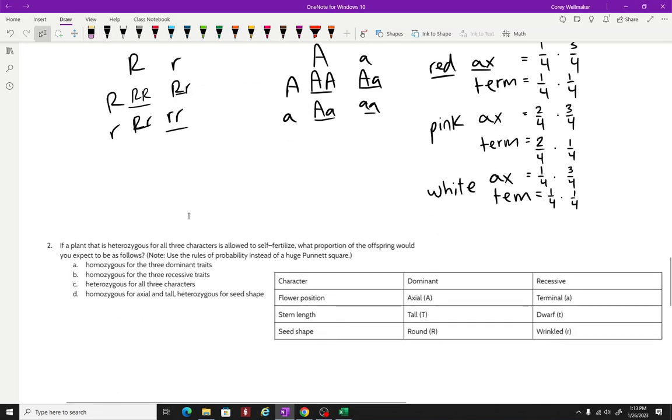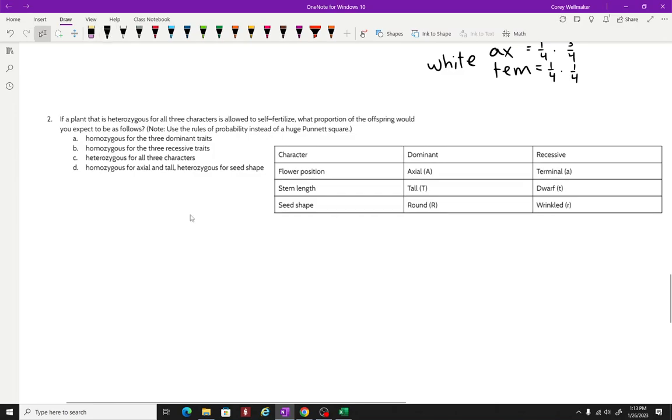All right, for number 2, we've got an organism that's going to self-pollinate. So you're going to cross it with the same genotype. Homozygous for all 3 dominant traits.